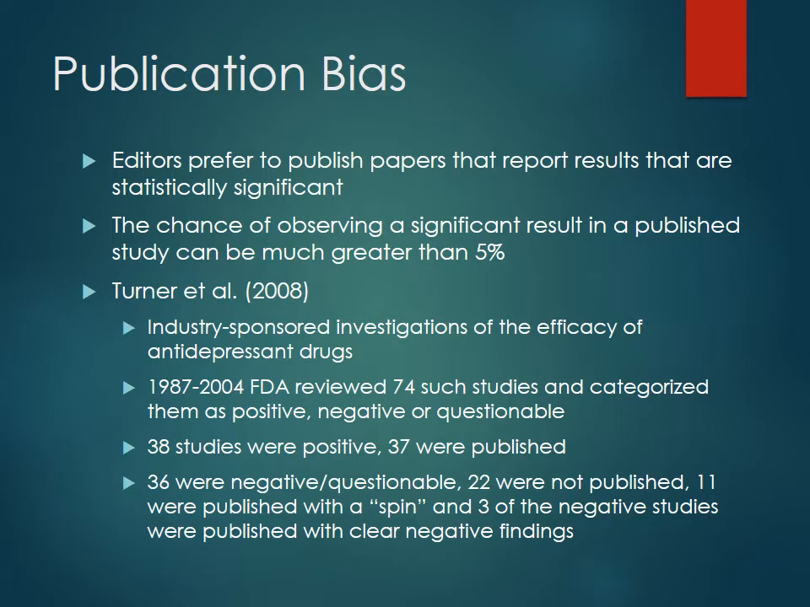When you were looking at the ones that were negative or questionable, 36 of those fell into that category. 22 were not published. 11 were not published, or 11 were published with a spin, meaning that they were showing the data in a better light than probably the actual numbers showed. And then 3 of the negative studies were published with clear negative findings. So really, even though the data is there to say that maybe the efficacy of these drugs is not quite what we think it is, the only thing you're really going to be reading is the positive results. So there's definite publication bias towards showing positive results or showing statistical significance, even if it's truly not there.